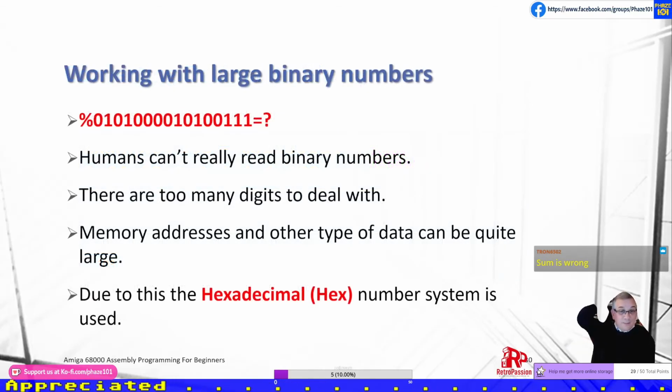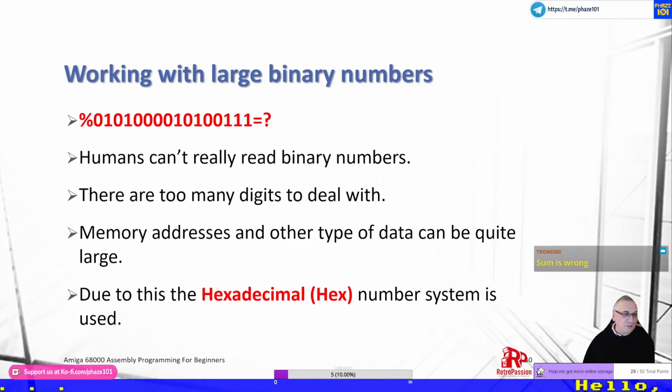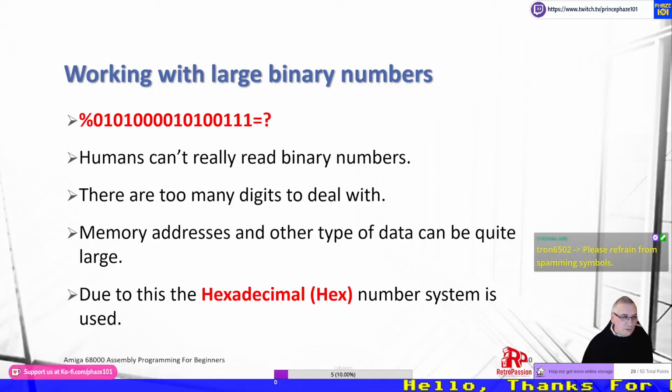Working with large numbers. Humans can't really read binary numbers. They are too many digits to deal with. Memory addresses and other types of data can be quite large. You can see that 32-bit is quite a large number if you had to use binary. Hence, we use hex.